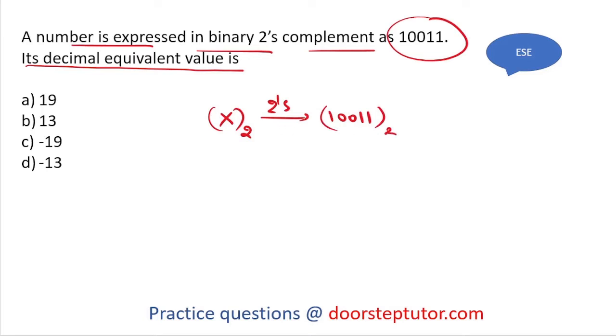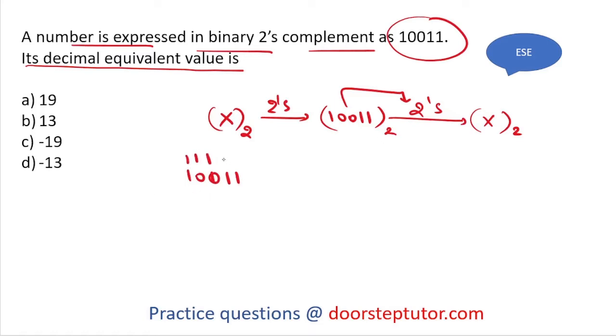So remember one thing, if we find out the 2's complement of a given 2's complement number, we will get the original number. So again, if we find out the 2's complement of this given number, we will get the original number. To find the 2's complement, we have to find the 1's complement first and add 1 to the LSB.